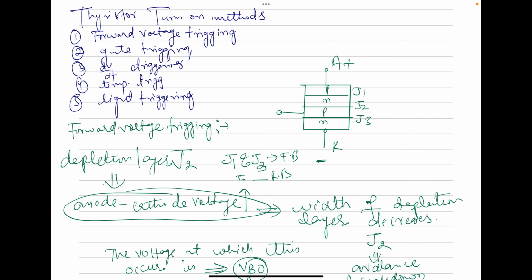Today we will discuss the Thyristor turn-on methods. The various methods are forward voltage triggering, gate triggering, dV by dt triggering, temperature triggering and light triggering.